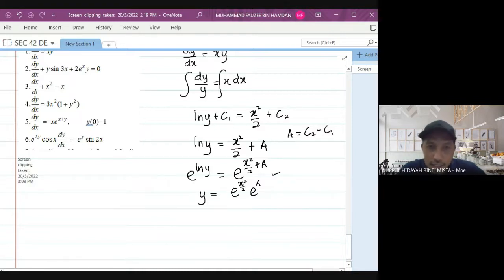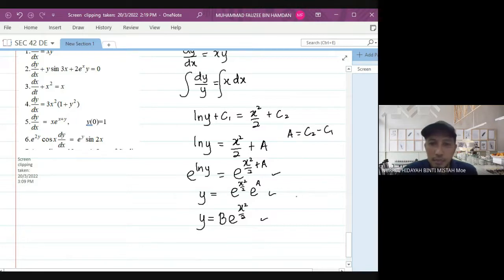Okay, this is actually e to the power of a. A is a constant. So e to the power of a is a constant. So we can simplify our answer just like this: y equals b e to the power of x squared over 2. This one is correct. This is also correct, because this plus is actually e to the power of a. Okay. So your solution is y in terms of x.